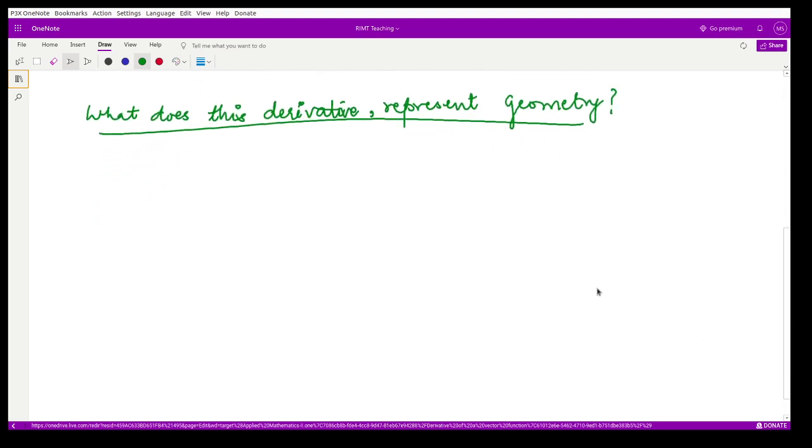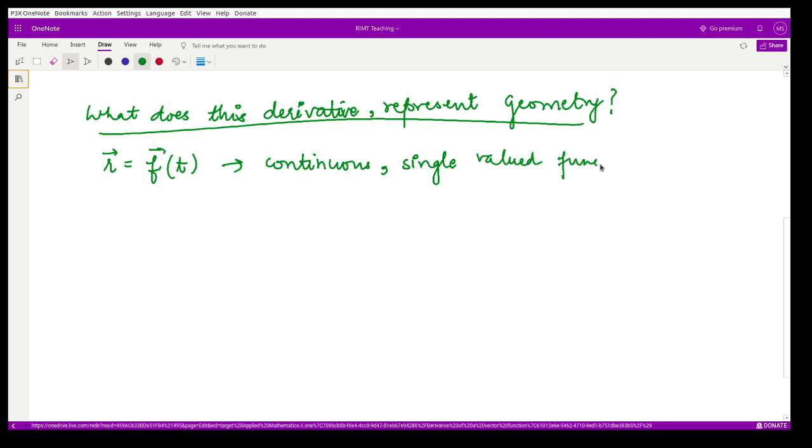So here, suppose the vector r, which is the vector function f of t, is defined to be a continuous, single valued function. That means it is continuous and has single values at all points. So now if I define some curve like this, the function r equal to f of t, and on this curve I am taking 2 points, one is point P, another is point Q.